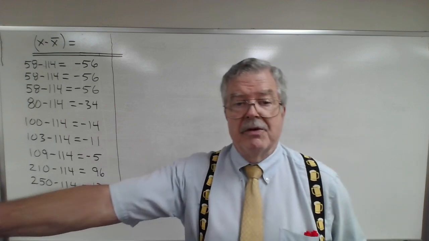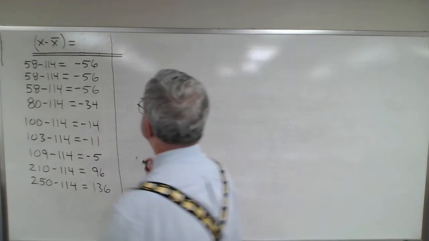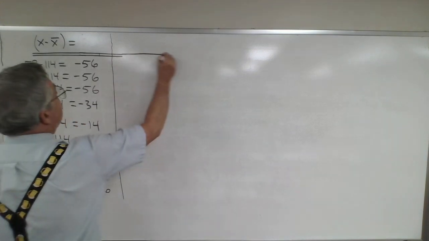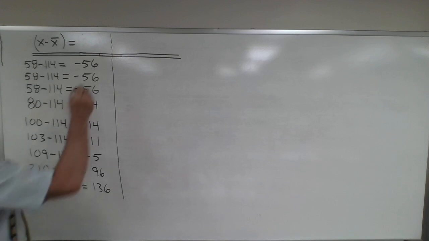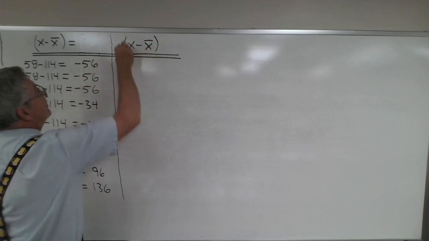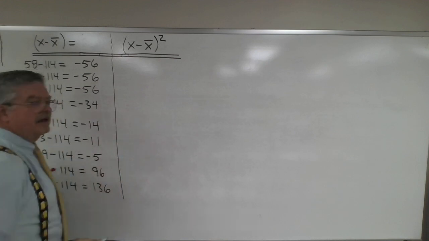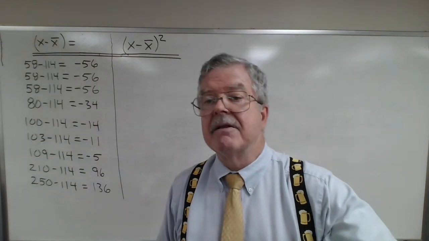Now, the next thing that we have to do in order to do our standard deviation formula is square each of these. Take X minus X bar and square it, and here's what we get.